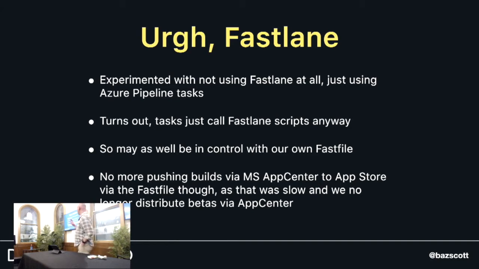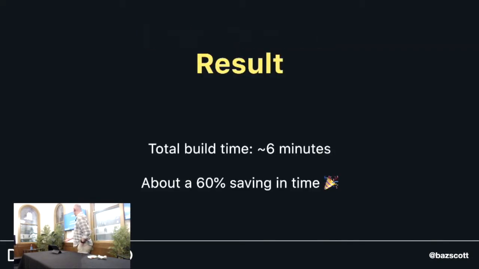I simplified it a little bit, but basically we used pretty much the same fast file that was there before. I took out pushing builds to App Center because we used to use that to deploy beta builds to users. We now do that through TestFlight, so I got rid of all that, which meant there was one less step. It used to send builds to App Center, and then that would send the builds to Apple. No point in doing that, may as well just send it straight to TestFlight. So total build time went down to about 6 minutes, which is good.